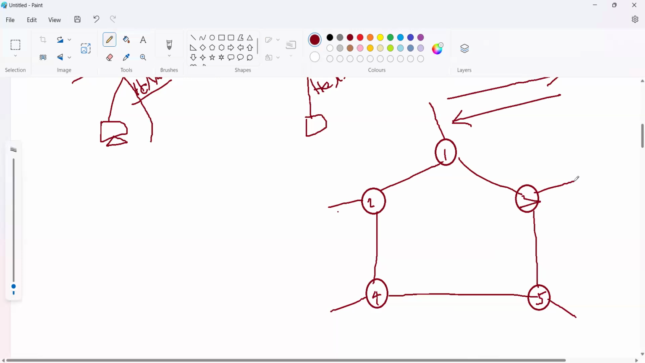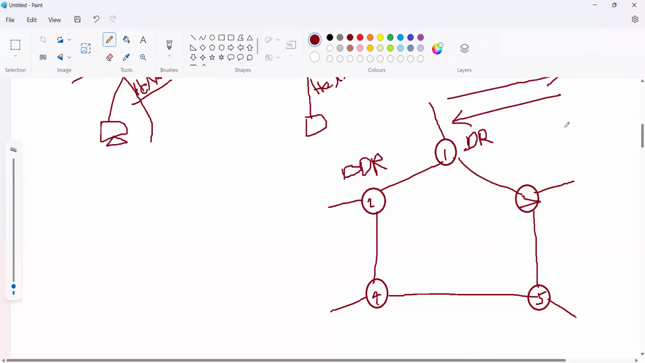In all these devices, only one router is the DR. DR means, sorry, designated router. And we have one more, the BDR, that is the backup designated router. So how will the DR and BDR be elected?